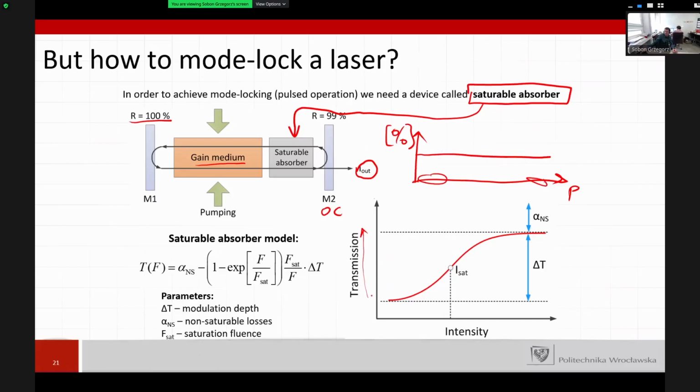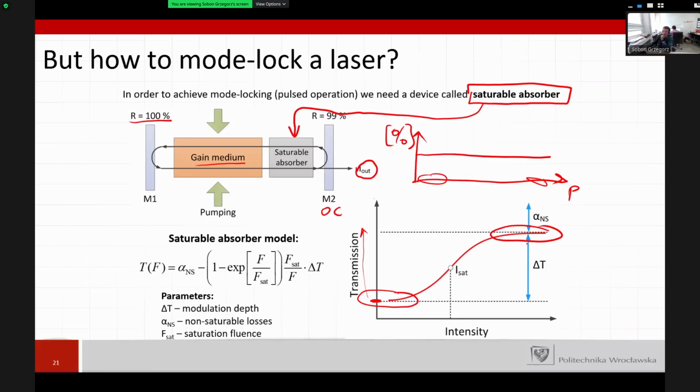But in case of the saturable absorber, it turns out that at low intensities, the attenuation is higher. So we have less transmission. We have very low transmission through this material. So it absorbs light with very low intensity. However, on the other hand, it transmits light with high intensity. So it will favor the existence of high intensity in the resonator.